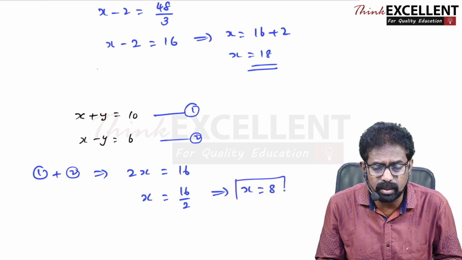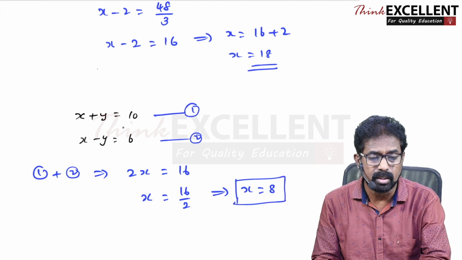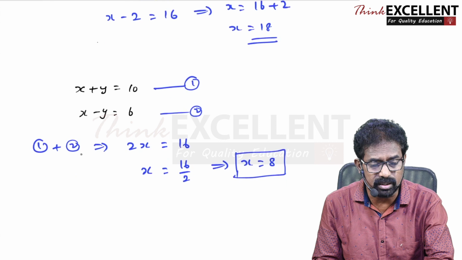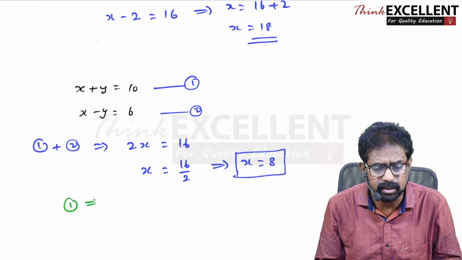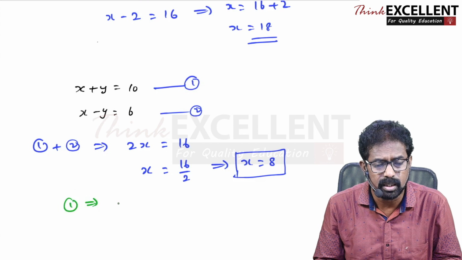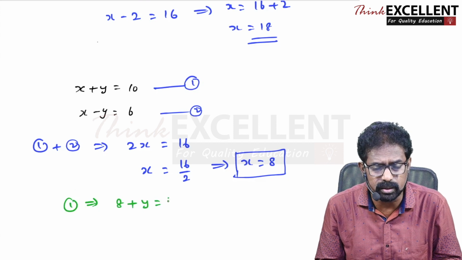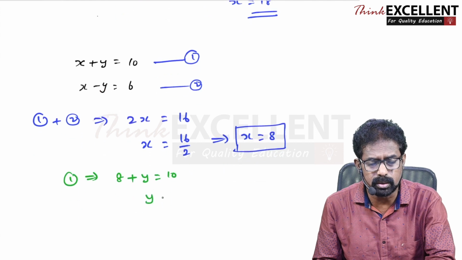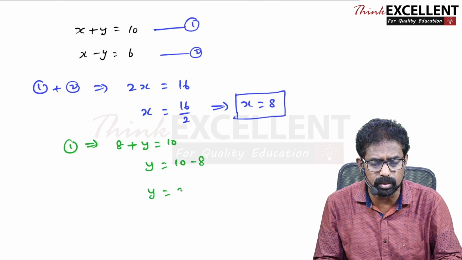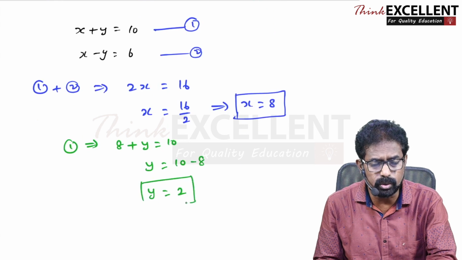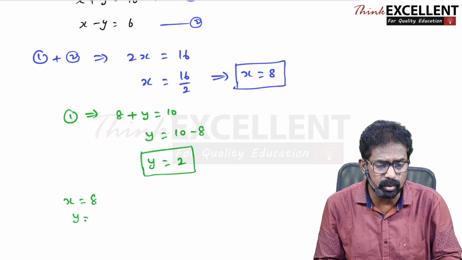Now to find the y value, use substitution. So use this x equal to 8, substitute it in either the first equation or the second equation. Both give the same answer only. I am substituting in the first equation, x plus y, instead of x you write 8, plus y equal to 10. So y equal to 10 minus 8. So you are getting y equal to 2. So the solution is x equal to 8 and y equal to 2.